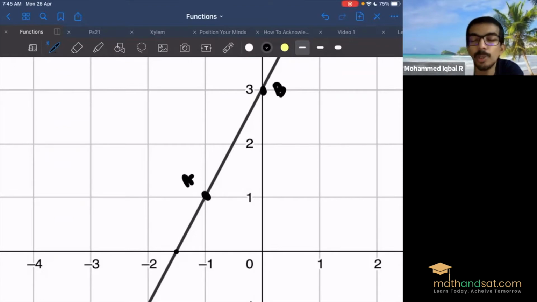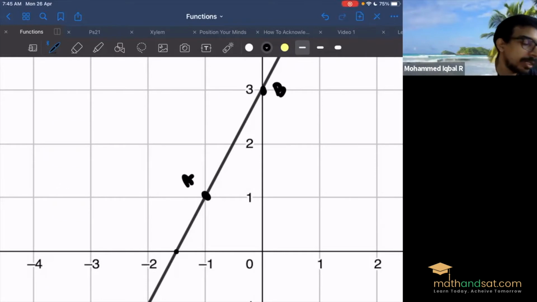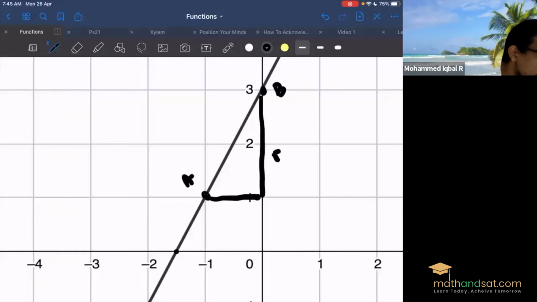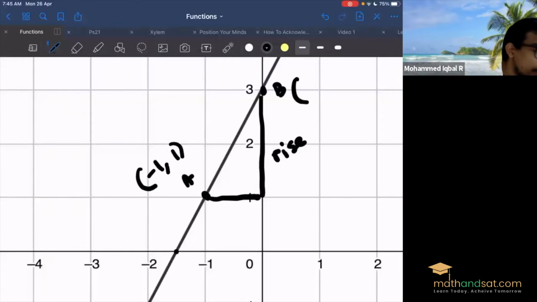Calculating the slope of a graph when the graph is given. Take any 2 points. The rise is going to be this quantity. This is rise. Because we are traveling from -1, 1 to 0, 3, rise is going to be 3 minus 1, which is 2.